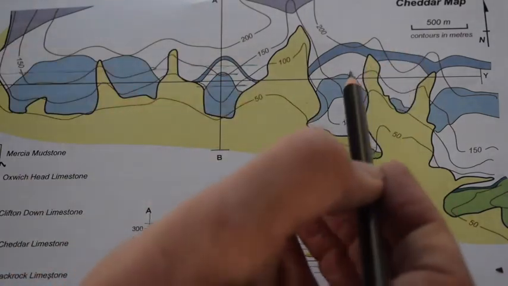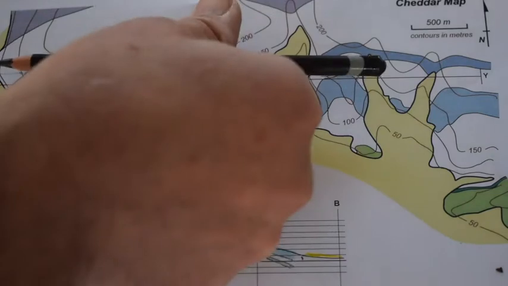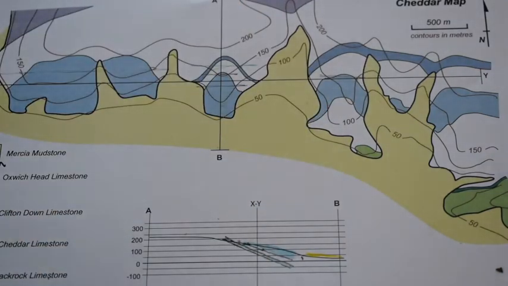We can do the same over here. There's another structure contour we could draw here that comes through. So the strike is coming like this. What we're going to do now is draw a profile along the strike direction for these older strata.